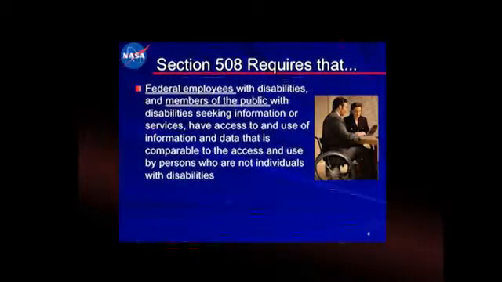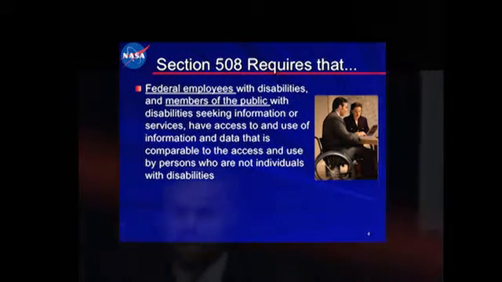Section 508 requires that federal employees with disabilities and members of the public with disabilities seeking information or services have access to and use of information and data that is comparable to the access and use by persons who are not individuals with disabilities. The key here is federal employees and members of the public. That's the scope of Section 508 there.